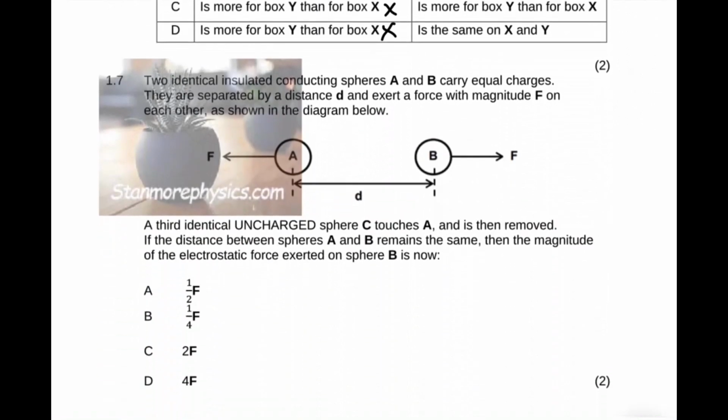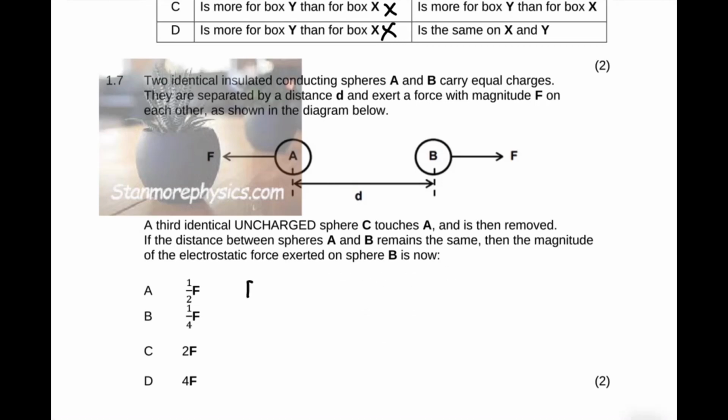And then 1.7 says two identical isolated insulated conducting spheres A and B carry equal charges. They are separated by a distance d and exert a force with magnitude F on each other as shown below. And then a third identical uncharged sphere touches A and is then removed. Okay, so we have F being equal to Q of A plus Q of B. Actually, that is wrong.